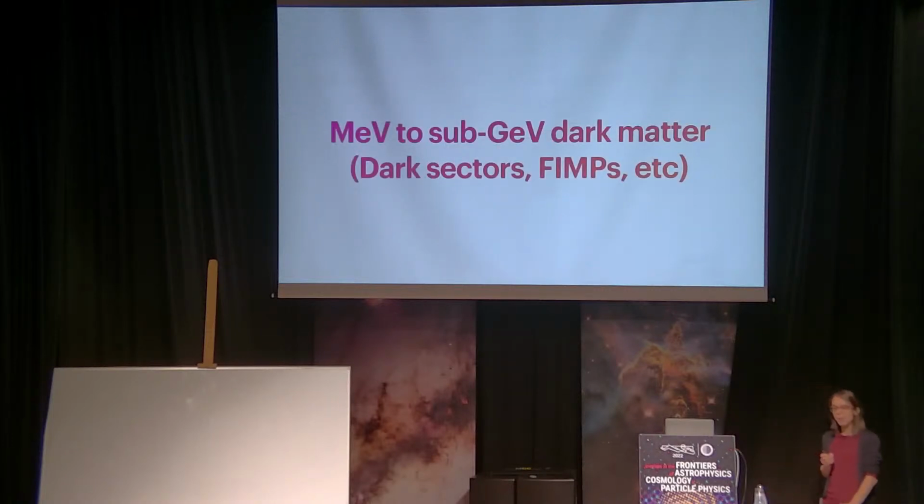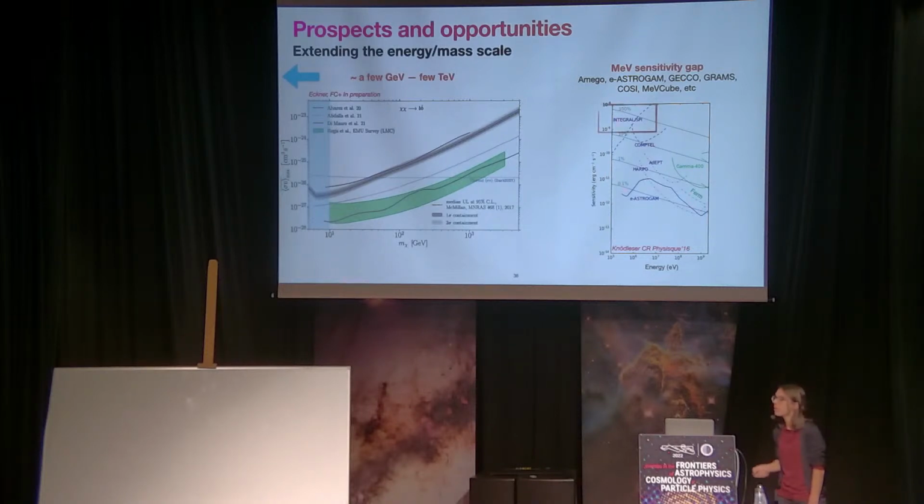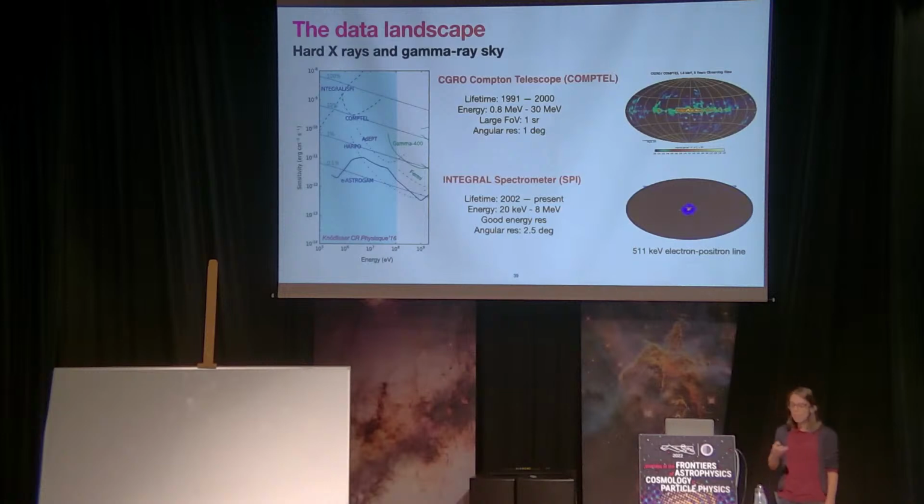Now, in the last 5 minutes that I have, we'll extend the range more towards the left side of this plot, where we want to probe sub-GeV dark matter. So how to go to the sub-GeV? Well, the first thing you can do is to go to your instrument space and look at what kind of detectors you have and what kind of sensitivity. Unfortunately, we are in what we call the MeV sensitivity gap, because in hard X-rays or soft gamma rays, we only have instruments that are more than 20 years old.